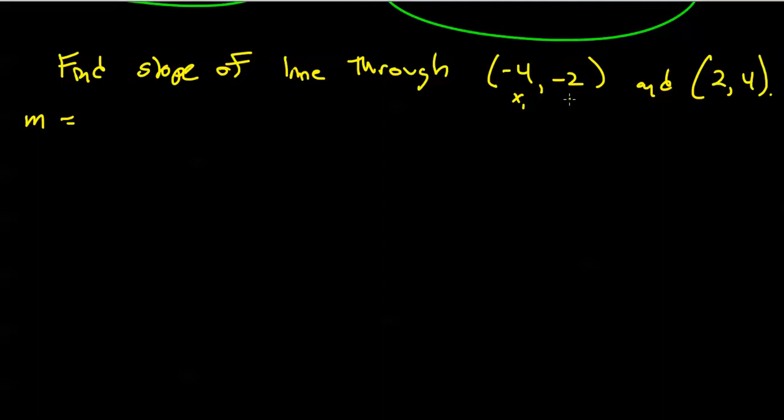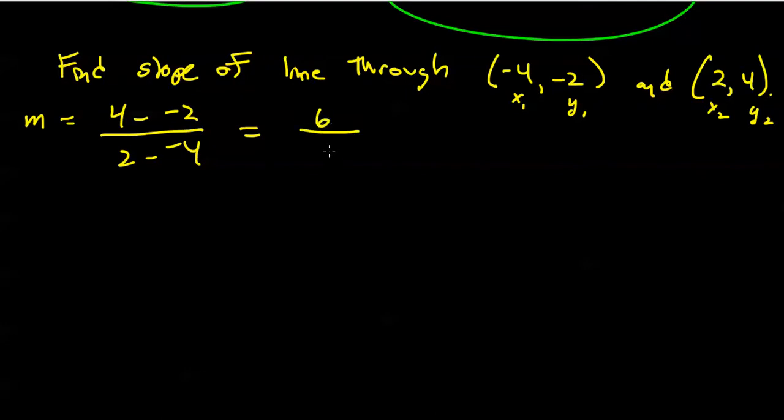You don't have to formally label these as I'm doing here. Well, I'll say y2 minus y1 over x2 minus x1. Be careful of the signs here. In the numerator, 4 minus -2 is +6. Downstairs, 2 minus -4 is also +6. So I see my slope reduces to the value of 1.